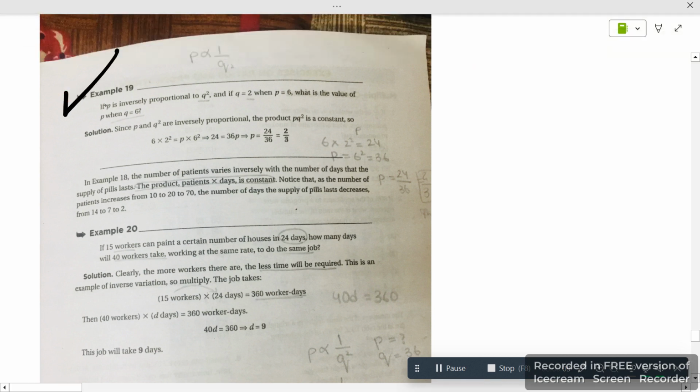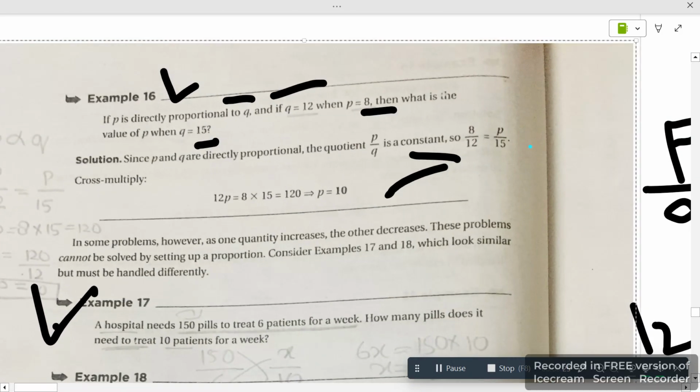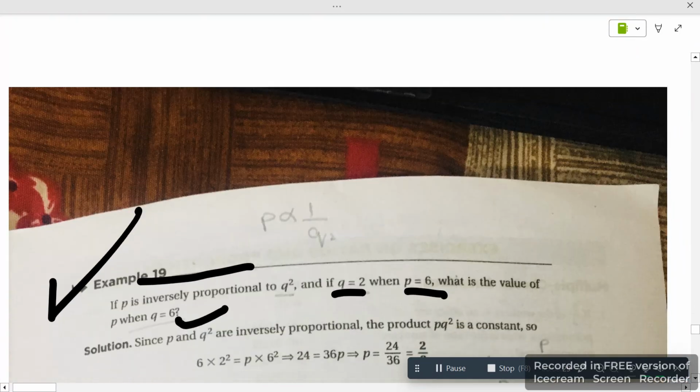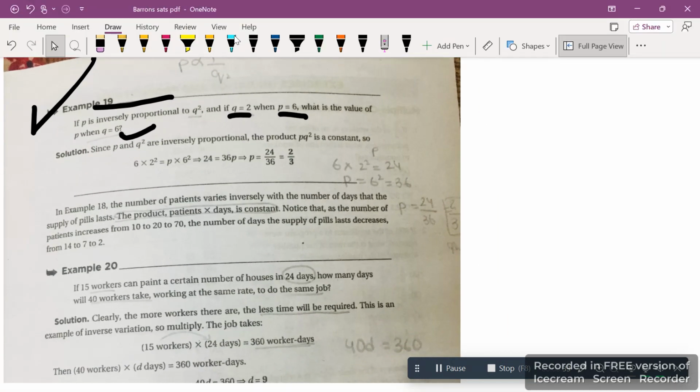Example number 19. Here, p is inversely proportional to q square, and when the q value is 2, p is equal to 6. They are asking what would be the value of p when the q value is 6. This is a similar question to the earlier one, but here it's written as directly proportional. So we find a big difference between these questions. This is inverse and that was direct.